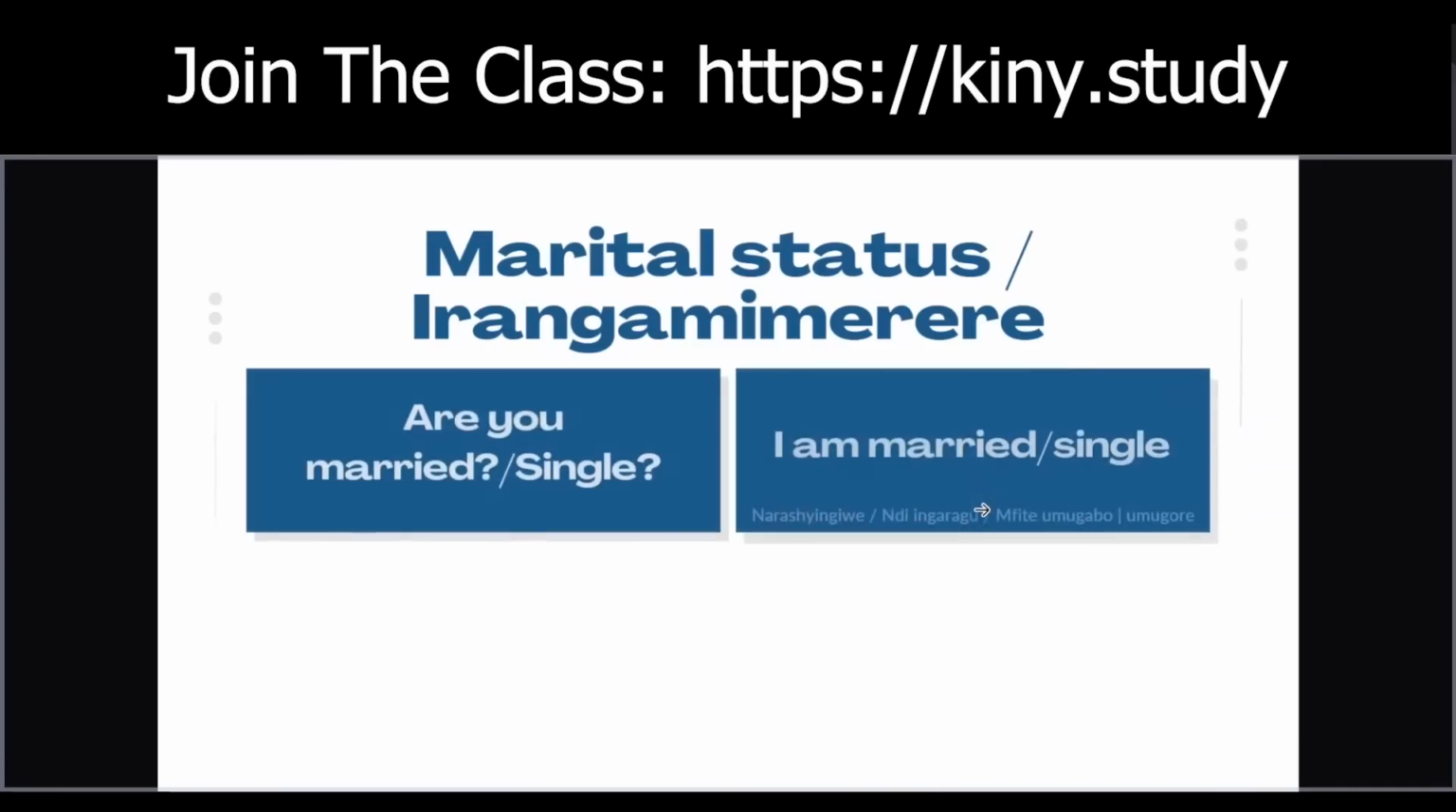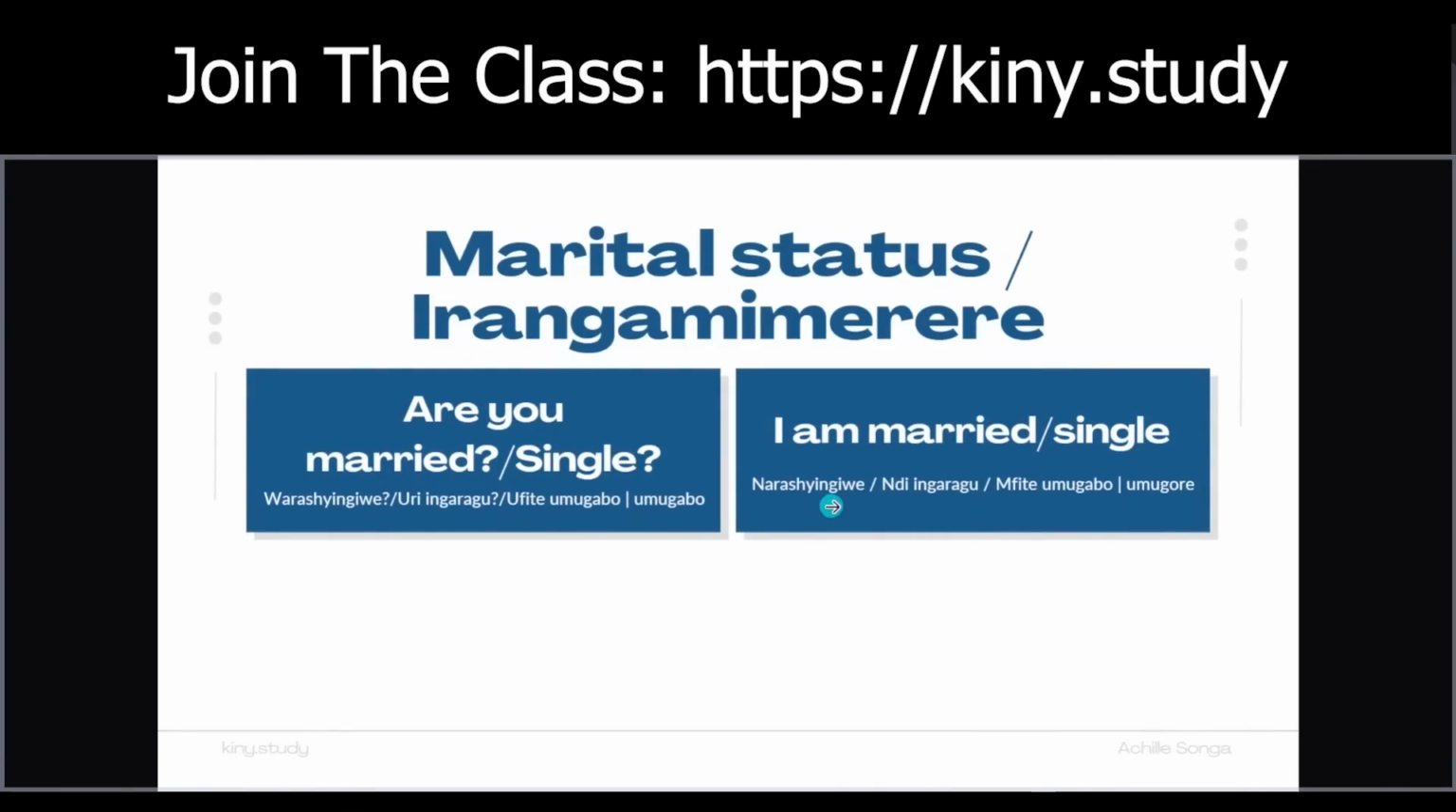And then let's move to the marital status. This is where you say, are you married? Are you not married? Are you widowed? So these kinds of things. So what we say is, are you married? Maybe this is a question someone asks. Are you single? So in Kinyarwanda we can say warashyingiwe. Warashyingiwe comes from the verb gushyingirwa, which means to marry. So when someone says warashyingiwe, it means they're asking, are you married?